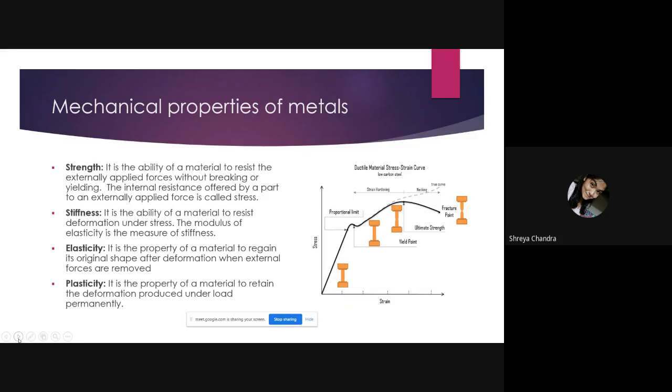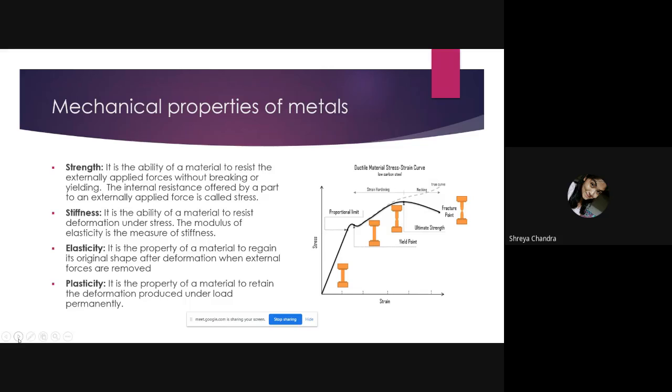Now, strength. So what is strength? When we apply some force or load on a body, that causes deformation, and the body tries to resist the deformation. That internal resistance which the body provides as a result of that force is known as stress, and the ability of the material to resist the external force which we are providing from outside, without breaking or deformation of that body, is known as strength.